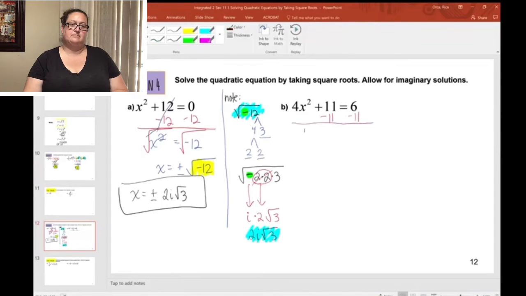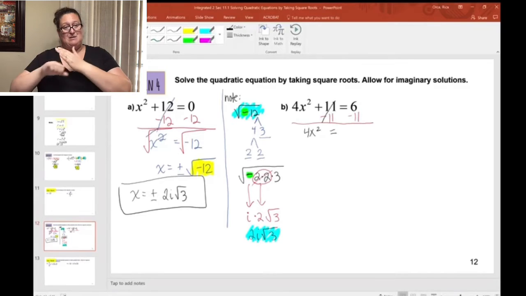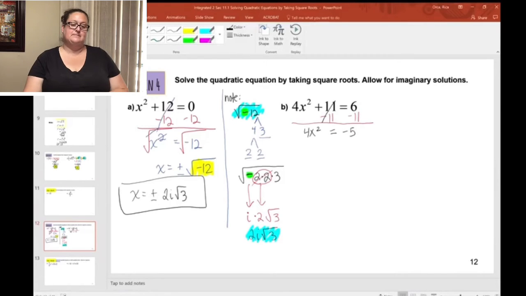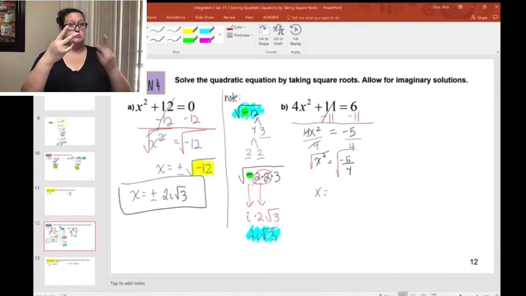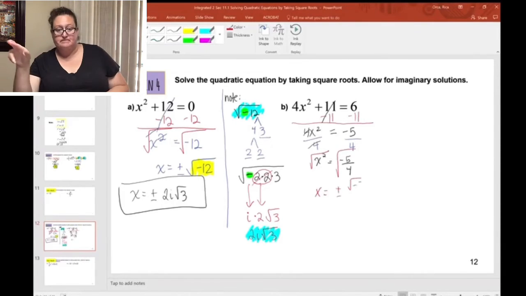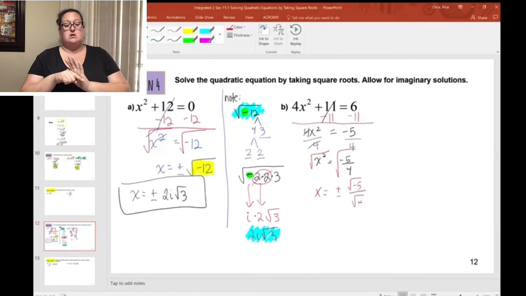Now I have 4x squared, 11 minus 11 is 0, is equal to 6 minus 11, which is negative 5. Next, I need to divide both sides by 4, which leaves us with x squared is equal to negative 5 over 4. Let's get rid of the square by taking the square root of both sides. x equals plus or minus the square root of negative 5 over the square root of 4.